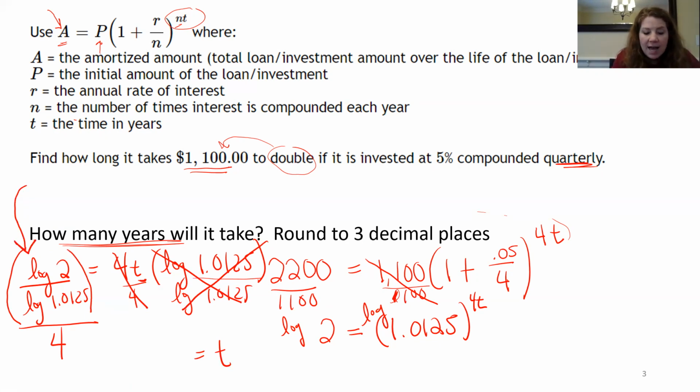So in my calculator, I'm doing a fraction button and then a fraction button again. So I'm doing the log of 2 in parentheses over the log of 1.0125 in parentheses. And then in my denominator, I'm dividing by 4. And my answer is 13.949. My next number is a 4, so that 4 would leave that 9 alone. So it would take almost 14 years, 13.949. And since it asked for rounded to 3 decimal places, that's my final answer.